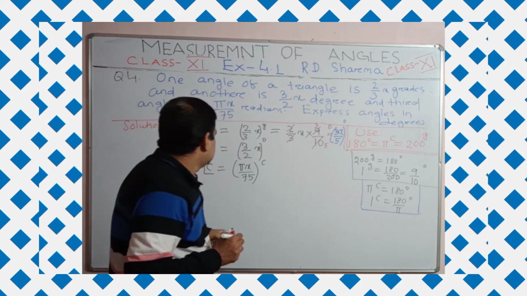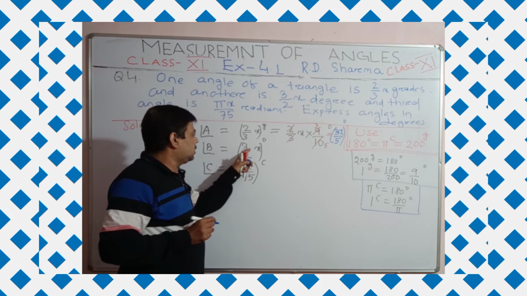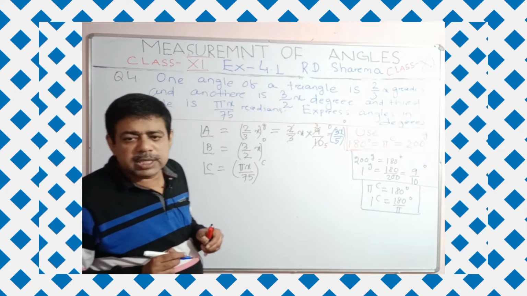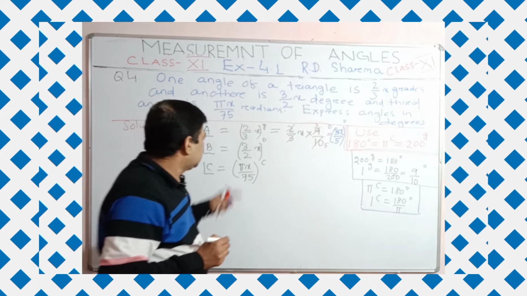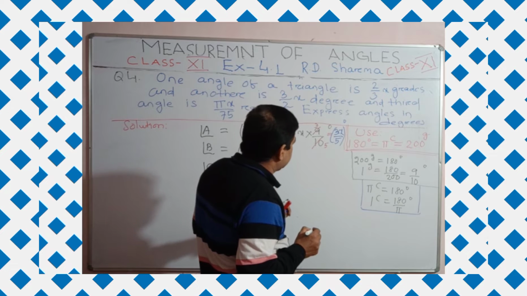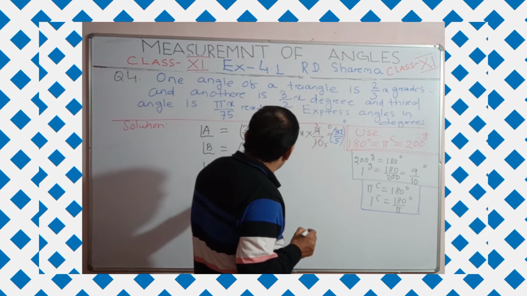The second angle B, which is 3 by 2x degree, is already given in degree, so no need to change it. The angle is already in degree. Yes, because all the angles we have to express in degree. Since the angle is already in degree, no need to change.